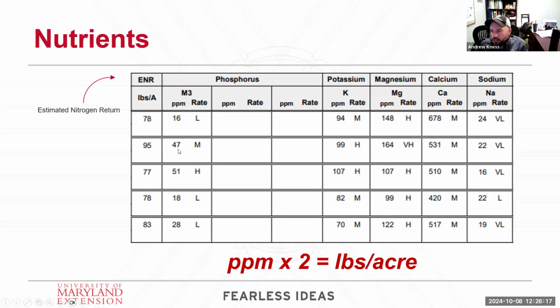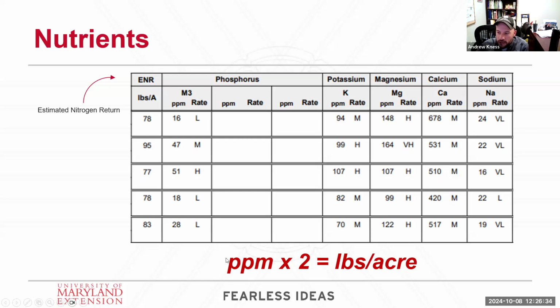All right. So you can take your 47, multiply it by 2, and you can get close to 100 pounds per acre of phosphorus in that soil. So that kind of helps people conceptualize how much phosphorus is there.